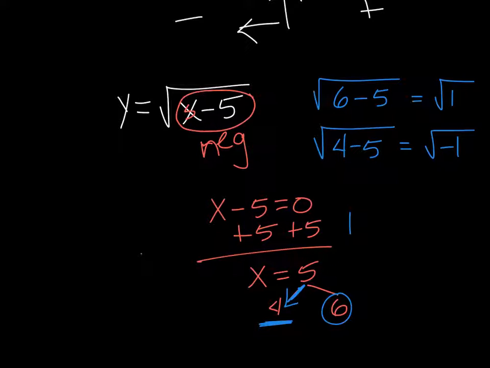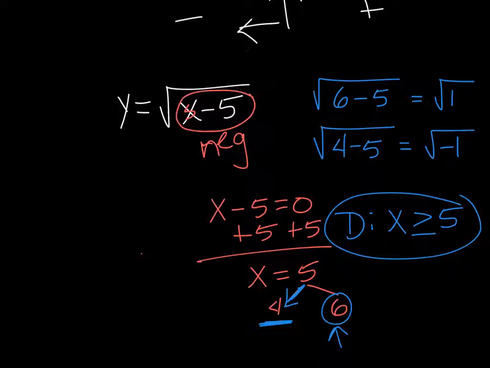So again, our domain is what can you have. So my domain has to be bigger than 5, right? Because it can't be smaller. 6 was good. 6 is bigger. So x has to be bigger than 5. It can also be equal to 5, because then I would get 0, and then you can square root 0. That's okay. So this would be your domain for this one.